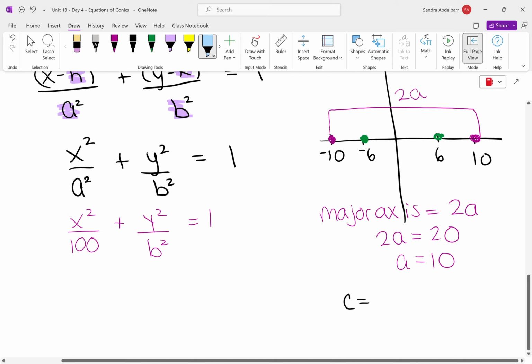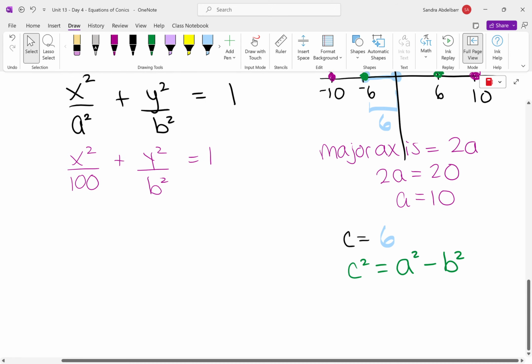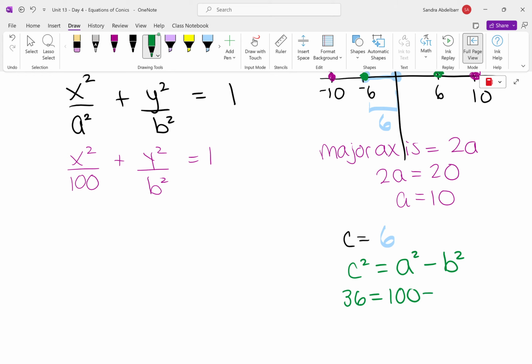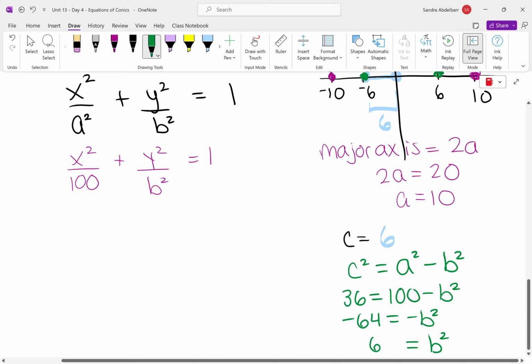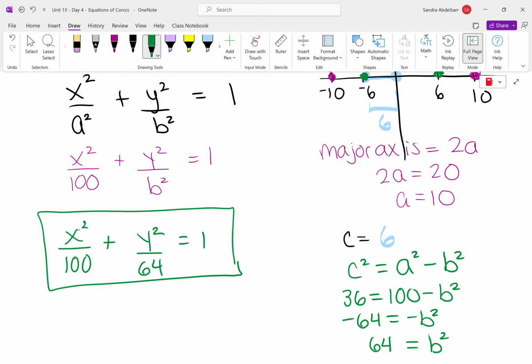So remember, c is the distance from one focus to the center, which is 6 units. So now we're going to use c squared equals a squared minus b squared. For a hyperbola, it's a squared plus b squared. For an ellipse, it's a squared minus b squared. So 36 equals 100 minus b squared. -64 equals negative b squared. So b squared equals +64. So we have x squared over 100 plus y squared over 64 equals 1.